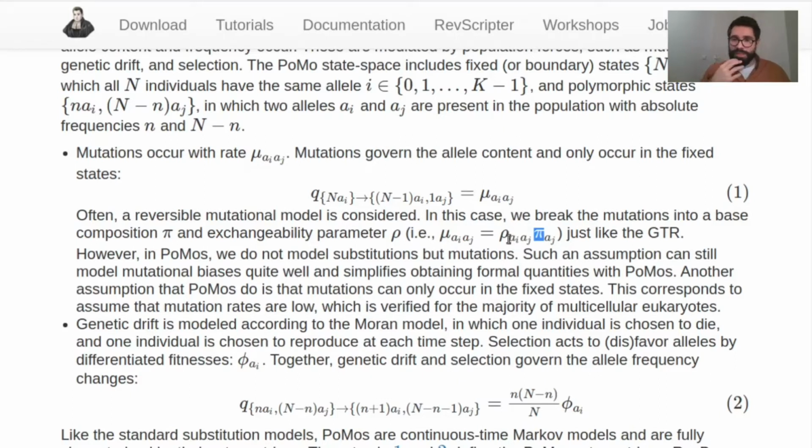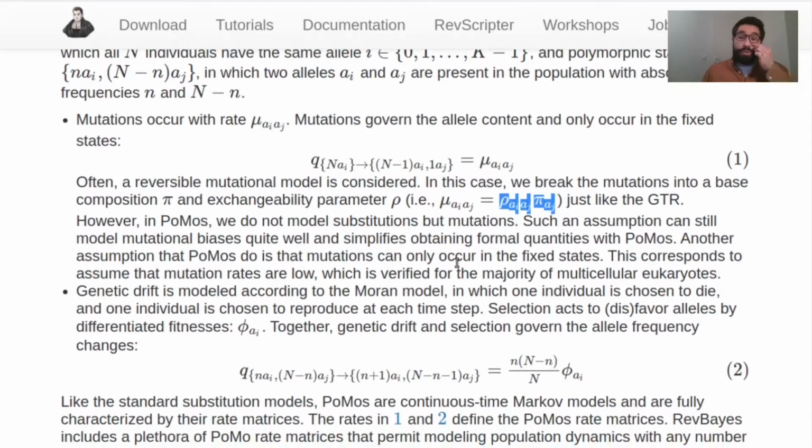Still, it does not represent a huge limitation in terms of assumptions, because we can still model, for example, mutational biases. As you can see, this formulation sort of resembles the one that we use for the GTR model, or the general time reversible model, and this is exactly true. However, we have to be careful because in POMOs, these represent the mutation rates, not the substitution rates. So the formulation is similar, but they are actually modeling completely different processes, okay?